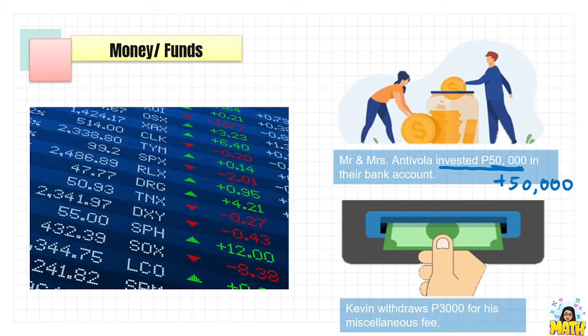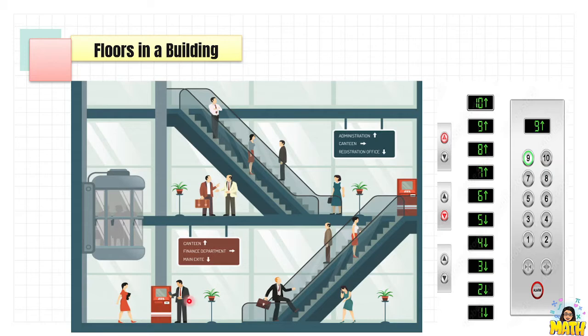On the other hand, Kevin withdraws 3,000 for his miscellaneous fee. So the word withdraw means he will get 3,000 from his bank. This is a deduction from his money. So we represent negative integer there. While for the floors in a building, once a person goes up, it means he or she will ascend, and that will show positive integers, while for going down, it means descent.